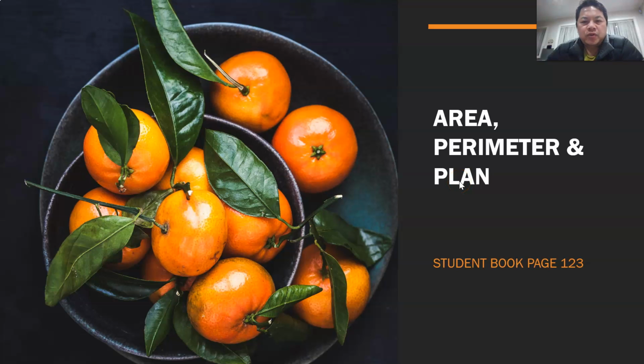Hi students, we are moving on to the next part of geometry, which is our perimeter and area on page 123.